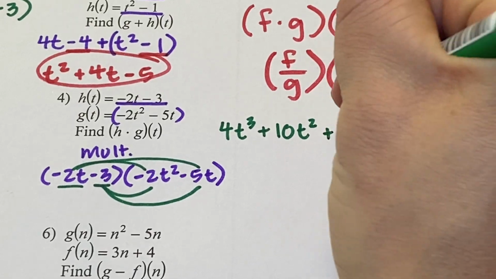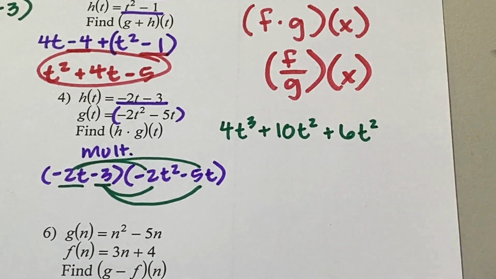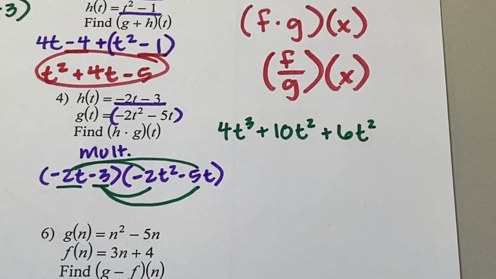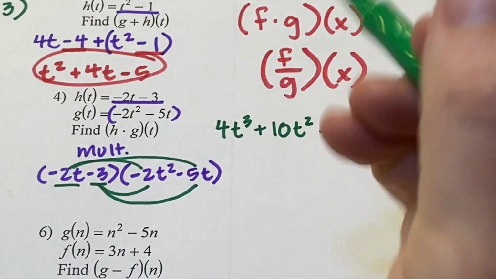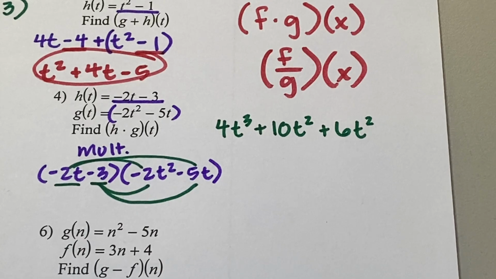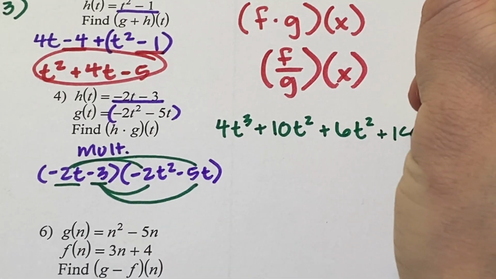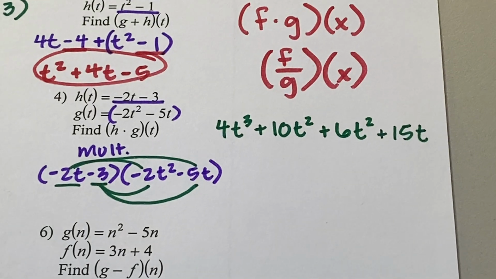Six. Positive 6, beautiful. And then there's just those two t's again, so positive 6t squared. And my last guy, negative 3 times negative 5t. Negative 3 times a negative 5 is 15. Positive 15. And there's just one little t being multiplied, so positive 15t.